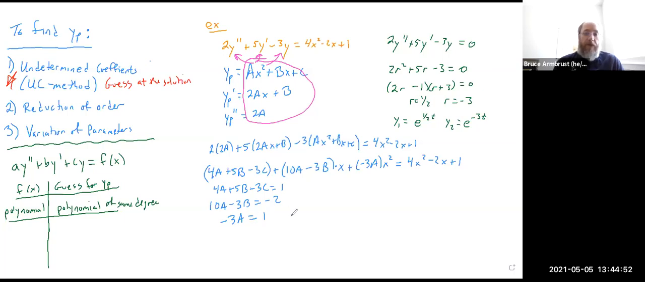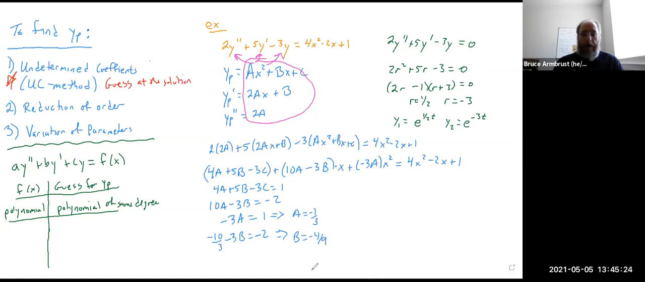But this system we can solve. It's pretty quick from this guy that we get a equals minus 1/3. So then when we go and get our b, if we plug that in, we're going to get minus 10/3 minus 3b equals -2. So we'll add our 10/3 over. That gives us 4/3. We divide by -3, it gives us -4/9. At least I'm hoping that's what that gives us.